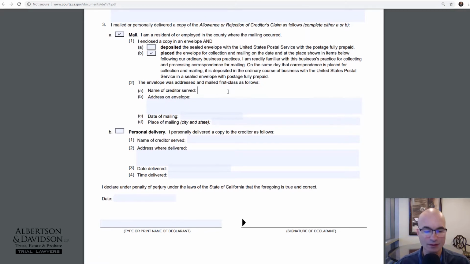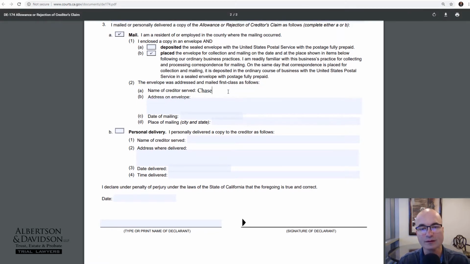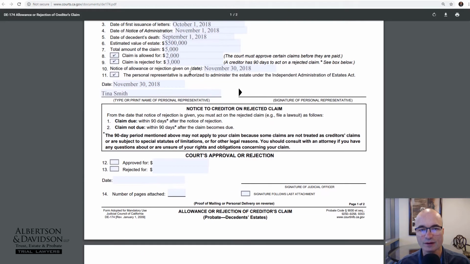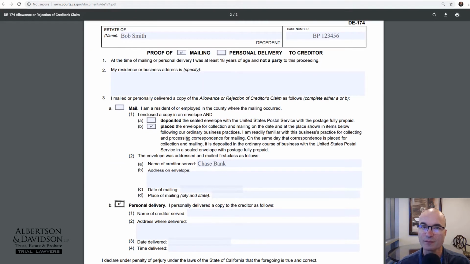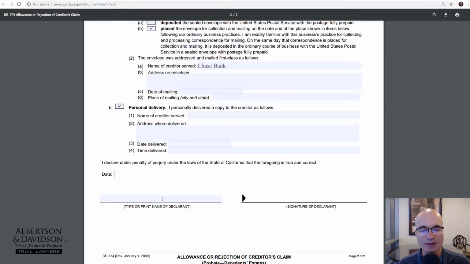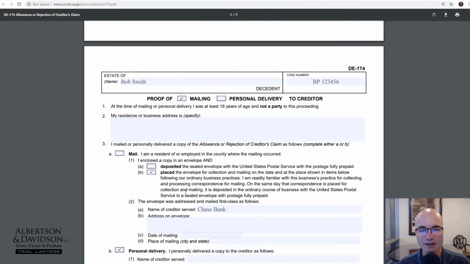And then you're going to put the name of the creditor that you served, and you're going to put the address on the envelope, the date of mailing, the place of mailing, or you're going to personally deliver it to that creditor. One way or the other, the creditor must receive notice of this allowance or rejection because the creditor may have to take action if you reject their claim. And then you're just going to date it and sign it, whoever serves this.